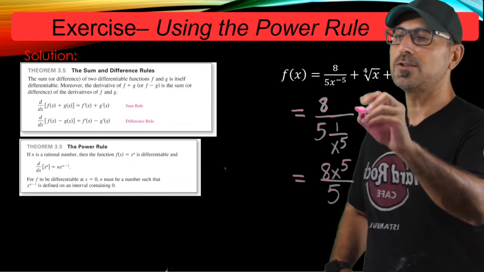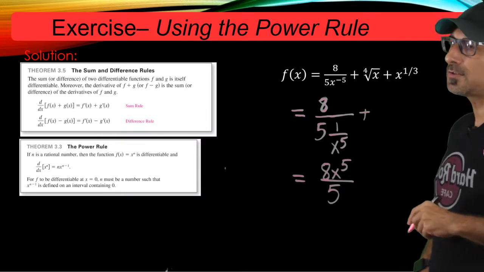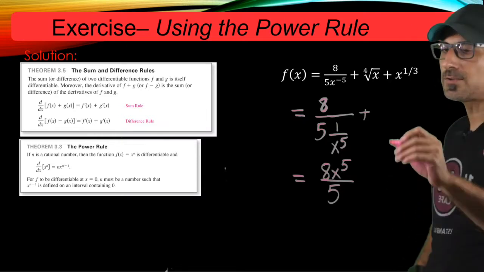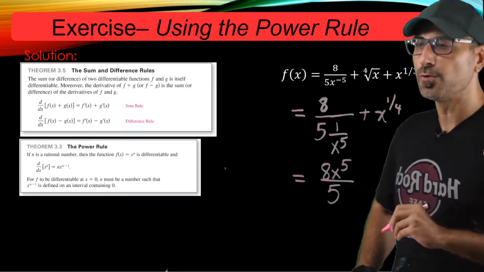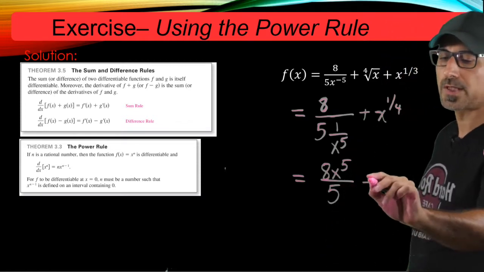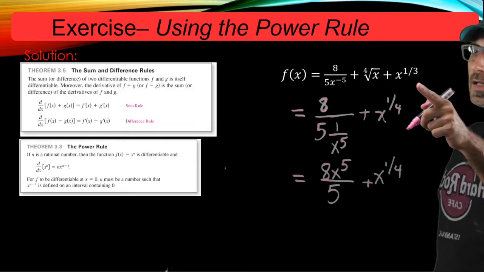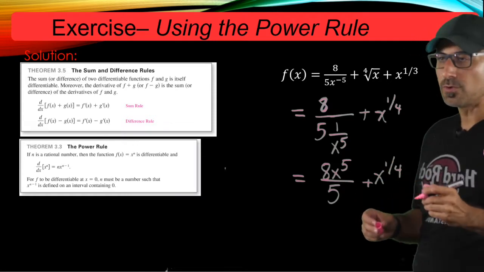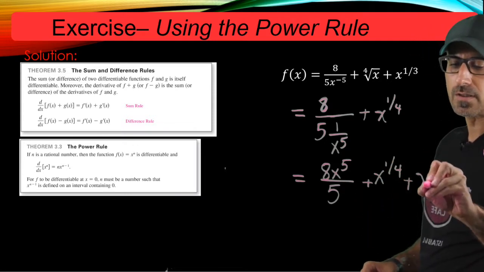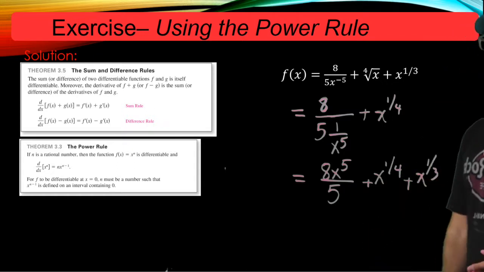So this expression here is the 4th root of x. In terms of exponents, I can write it as x to the power of 1/4. So I'm going to carry that forward here. And this is already given in the form happening in the power rule. So it's going to be x to the power of 1/3. And let's apply both rules simultaneously.